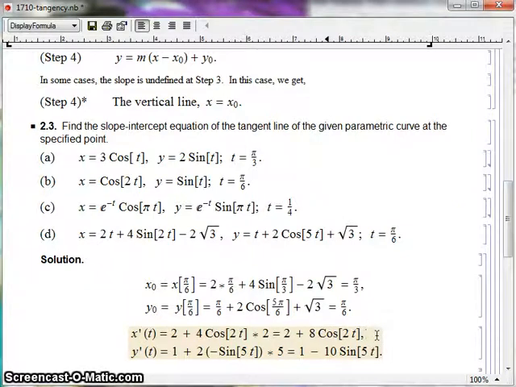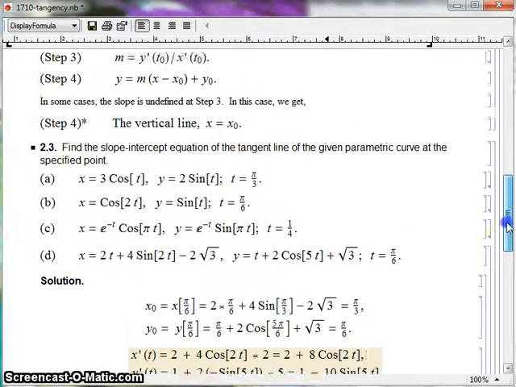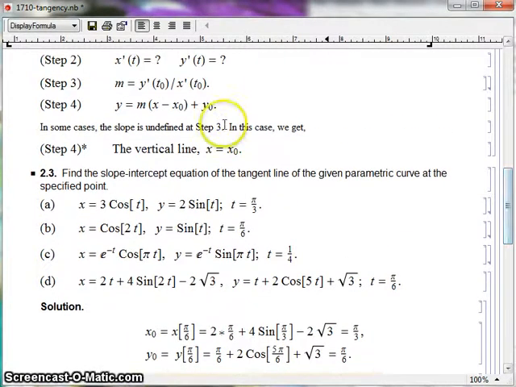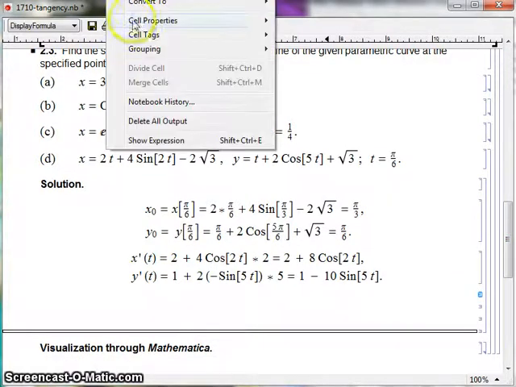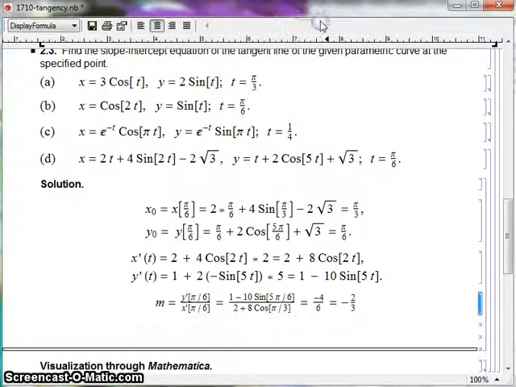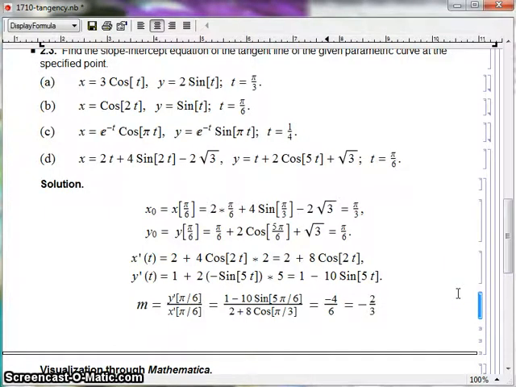So we got the derivatives. What we need now, we want to find out the slope: y prime of t naught over x prime of t naught. Let's calculate that. Here we go. y prime of pi over 6, x prime of pi over 6.